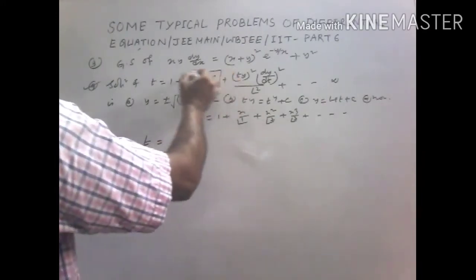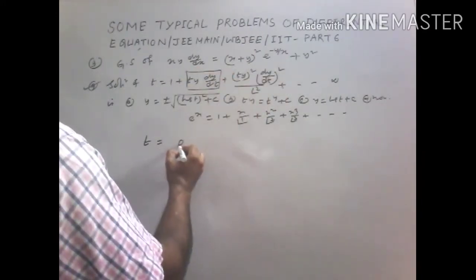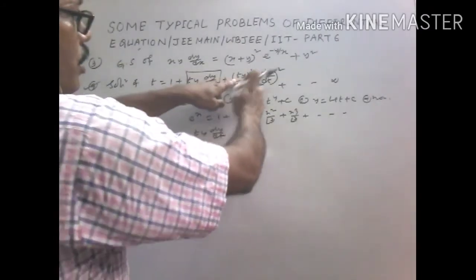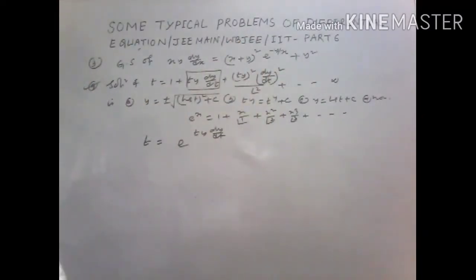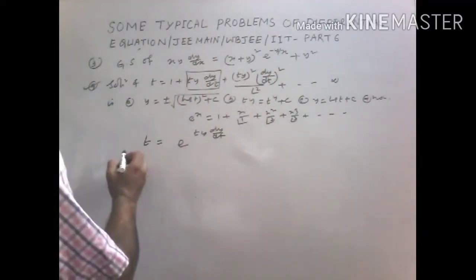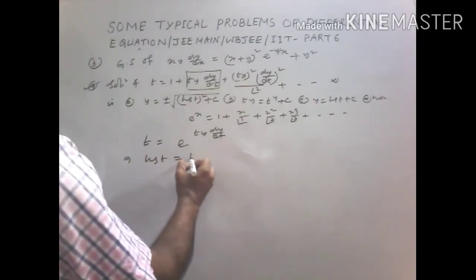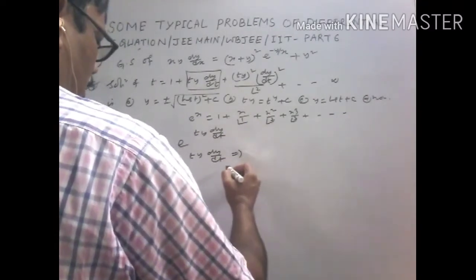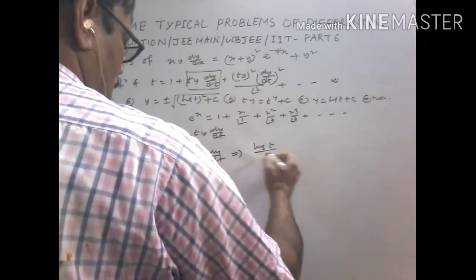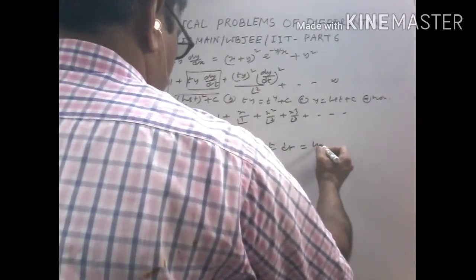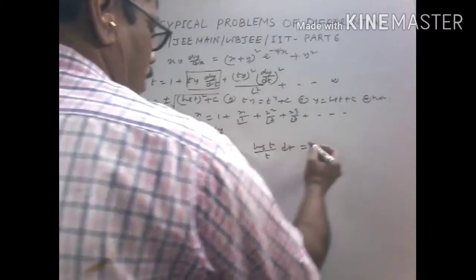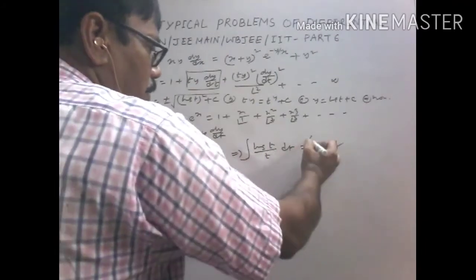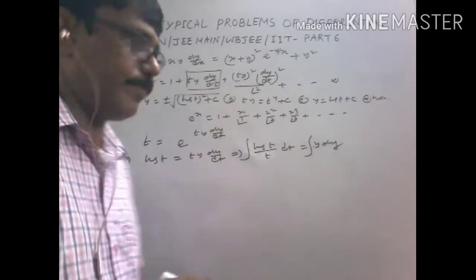t equals, so x is replaced by this. So it is e to the power t y dy by dt, so this is (t y dy by dt) whole square by factorial 2. So t equals this. If you take log t equals t y dy by dt. Now separate the variables. So log t by t into dt equals y dy. Now variables are separated, you can easily integrate it.